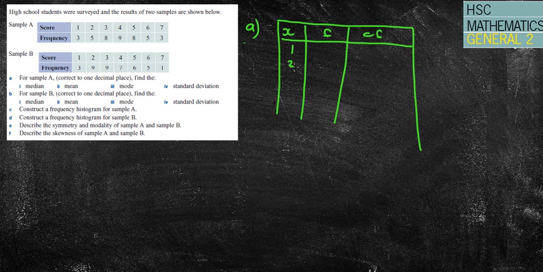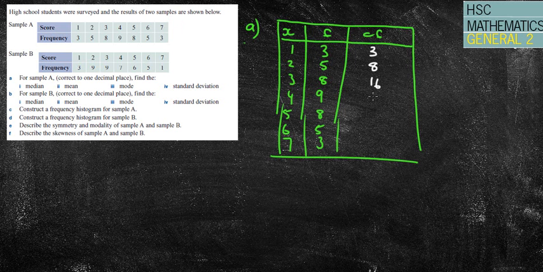So I've got 1, 2, 3, 4, 5, 6, and 7. Okay, so my frequency is 3, 5, 8, 9, 8, 5, and 3. So my cumulative frequency, remember, we add on the first frequency and then add the next one. So 3 plus 5 is 8, so 16, 25. We're going to do 33, 38, and then 41.